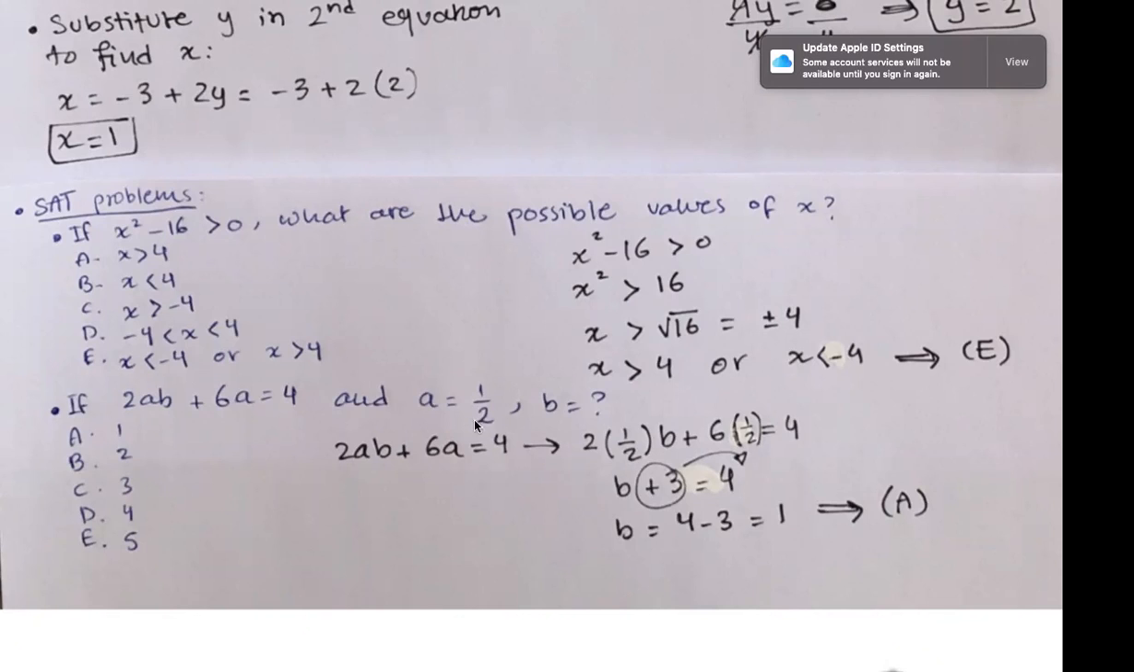So you just substitute A equals half in here, and then you solve for B. You're going to find that it's B plus 3 equals 4. Take plus 3 to the other side with a different sign. You're going to find that B equals 1, so the answer is A.